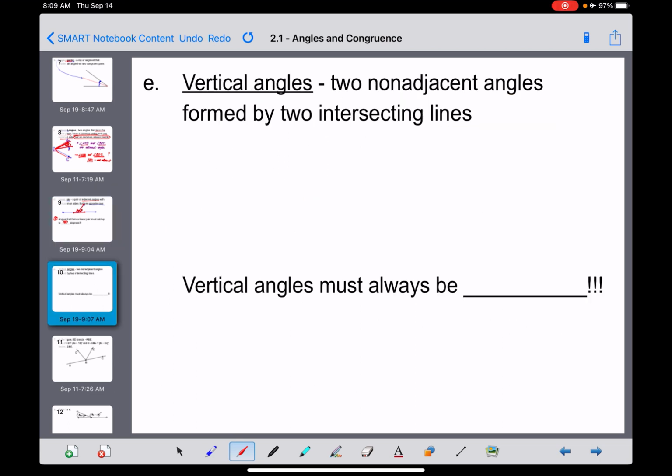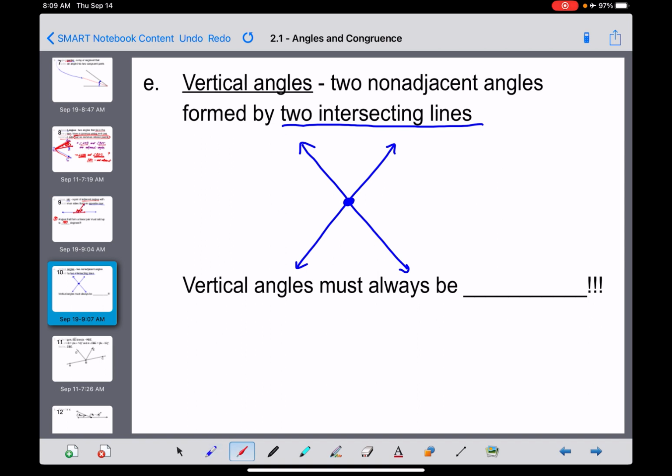Last definition right here before we dive into some examples, and this is probably new for you guys, vertical angles. Two non-adjacent angles formed by two intersecting lines. So I'm going to read this backwards, and I'm going to start by drawing two intersecting lines. So here's one line, arrows on both sides. Here's a second line here that intersects the first, and they cross right here at this one point of intersection.